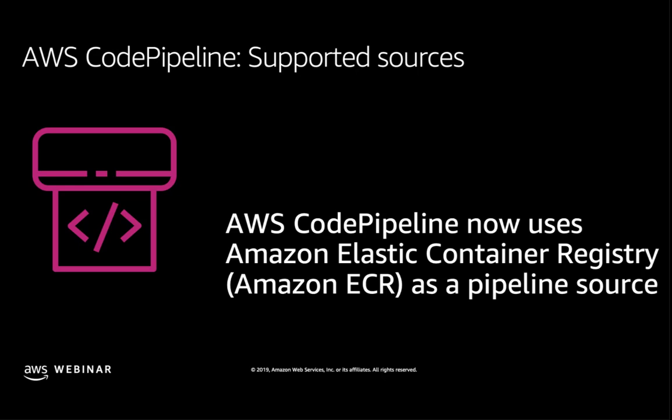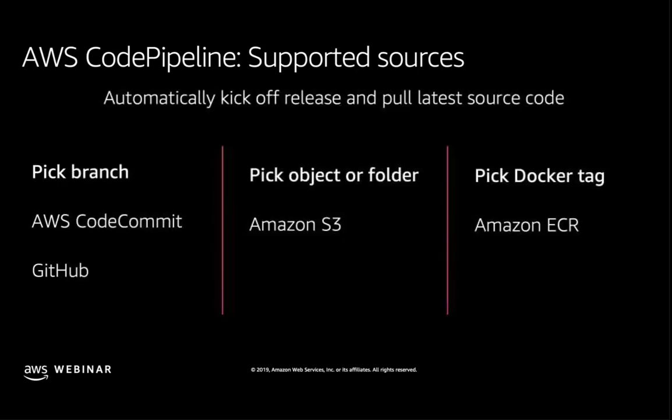as a pipeline source. So you can have a pipeline that builds your Docker container image, and then you can monitor for a new container image in your ECR repo with a specific tag and have that trigger your pipeline. So you can have a pipeline that builds the container image, and you can have another pipeline that then uses that container image as a source and triggers deploying that image into your ECS or EKS cluster.